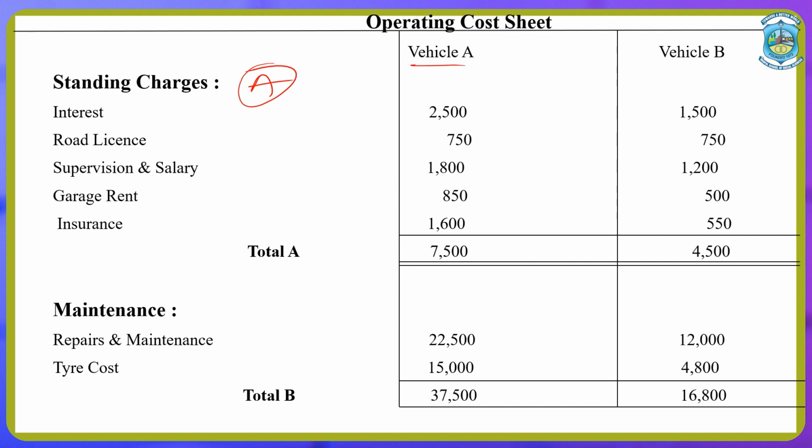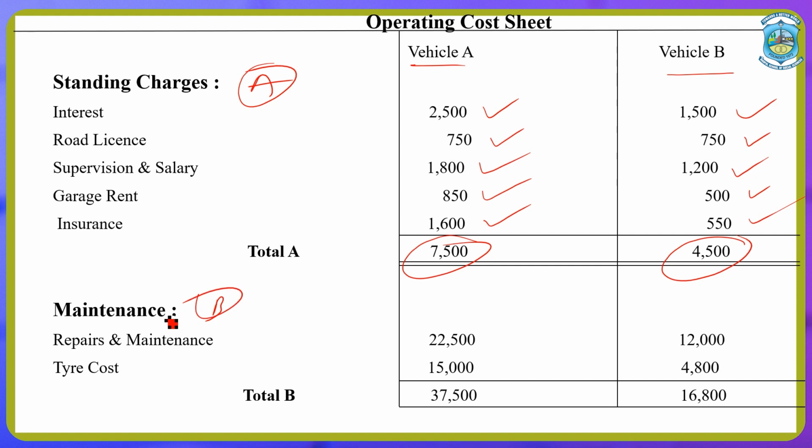Vehicle A, vehicle B. Interest for vehicle A is 2500 rupees, for vehicle B 1500 rupees. Road license fees for vehicle A 750, for vehicle B 750. Supervision and salary charges for vehicle A is 1800, for vehicle B 1200 rupees. Garage rent for vehicle A 850 and for vehicle B 500. Insurance 1600 rupees for vehicle A, 550 rupees for vehicle B. The sum for vehicle A is 7500, for vehicle B 4500 rupees.